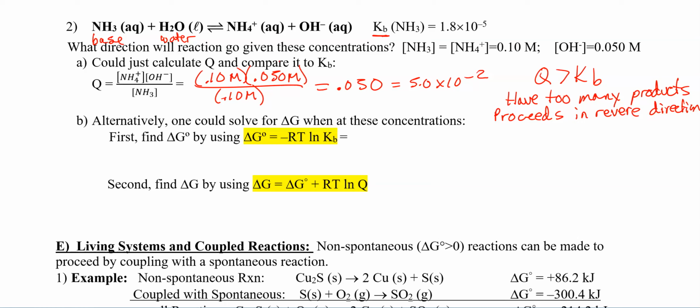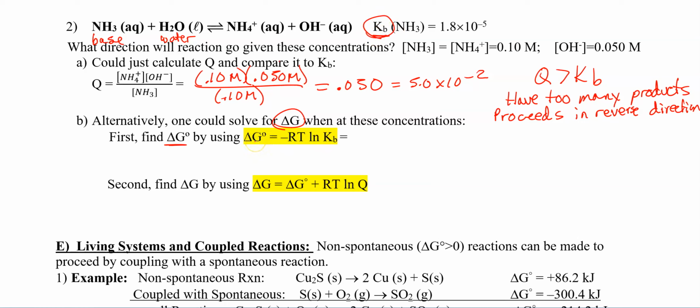Okay? All right. So we already can tell that from the Q being greater than the Kb, but let's actually calculate, right? You could just do that and you know it's going to go in the reverse direction. But we could also calculate for delta G, and that would tell us whether we're spontaneous or not in the forward direction. So to find delta G, we're going to need to get our delta G naught first. Since we know the Kb, we can use this equation and solve for delta G naught.